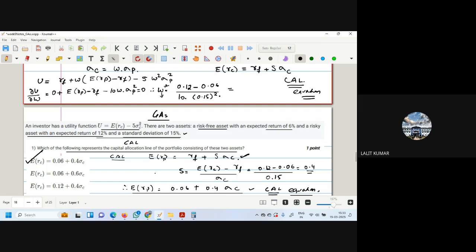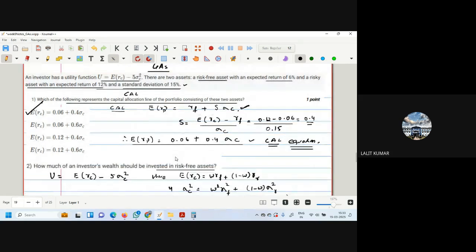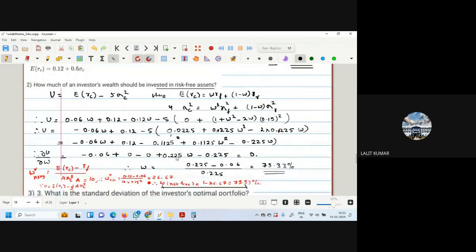And this W star is for what? It is for the risky asset. And for the risk-free asset, it will be 1 minus W star. Is this okay? So without remembering the formula also, we can do this. Okay, I've done the same way.